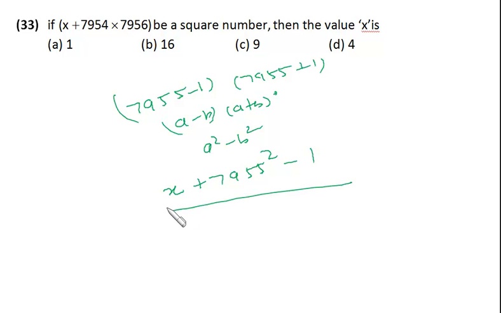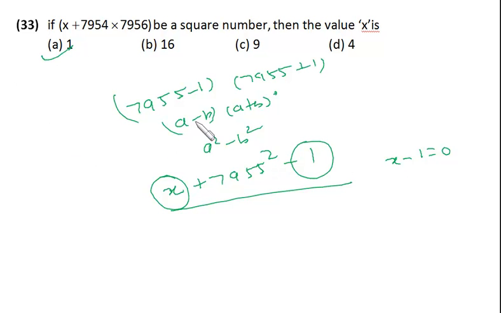So what is the possibility? If we are able to eliminate this and this, then we will be able to get a perfect square number. Now how do we eliminate this? It's not easy. What can be done? If x is equal to 1, then this 1 and this minus 1 will be cancelled out. Then we are left with just 7955 square. So x minus 1, if it is 0, we will be left with 7955 square. That will be a perfect square number. That means x is equal to 1.